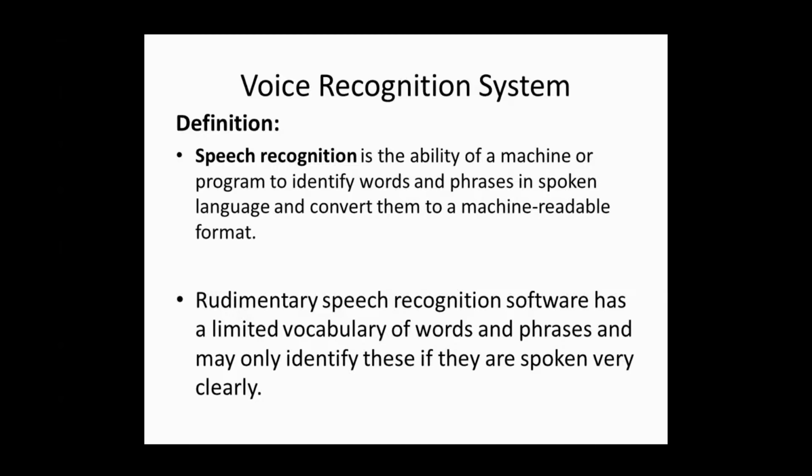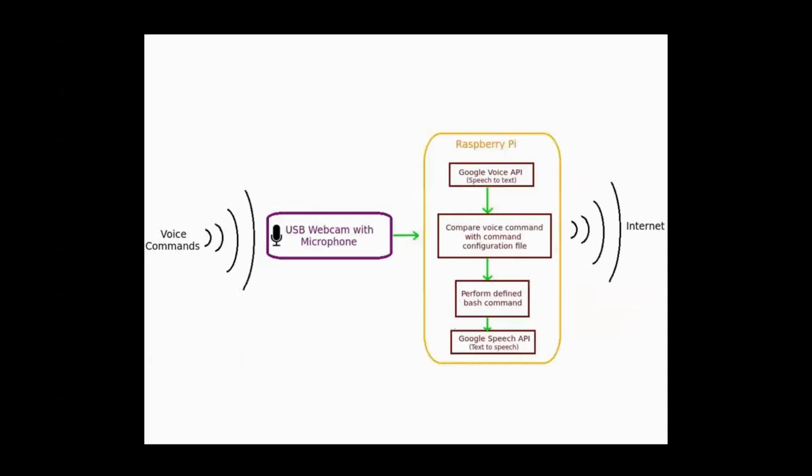Rudimentary speech recognition software has limited vocabularies of words and phrases and may only identify these if they are spoken very clearly, which means that voice recognition has some problems: it has a limit of vocabularies, and you have to say it very clearly to make sure that the computer or the software understands you.